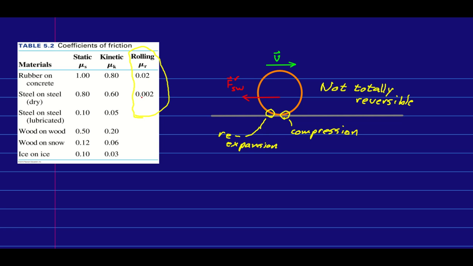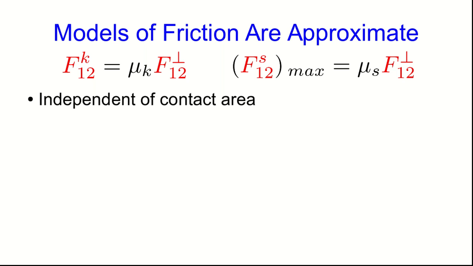But notice that these rolling friction coefficients are very small, and so that tells you that forces of rolling friction are also very small, and so we can pretty much always ignore them for our purposes, and we will. One of the reasons I'm not putting more emphasis on this topic is that these models of friction are approximate.